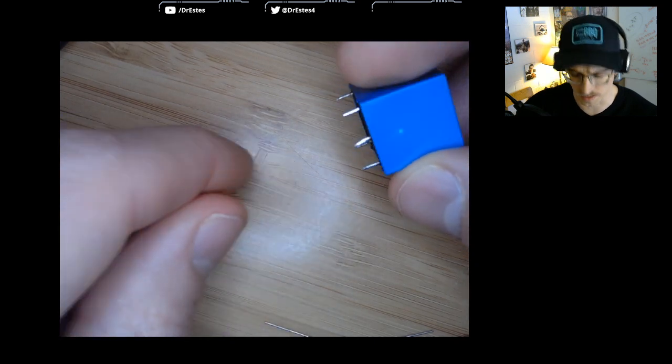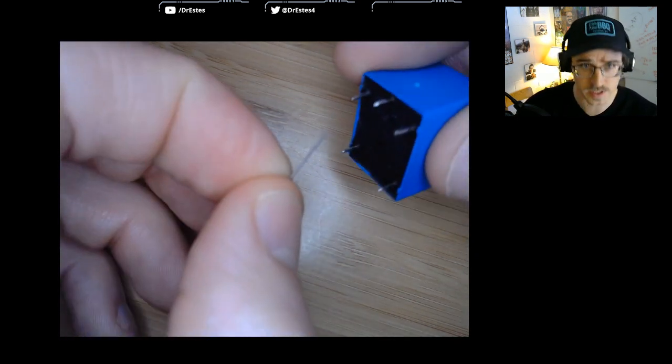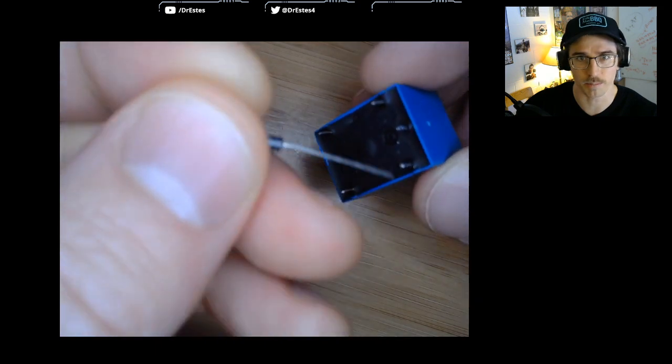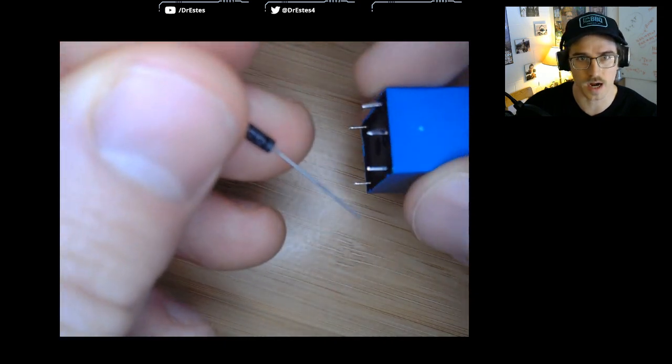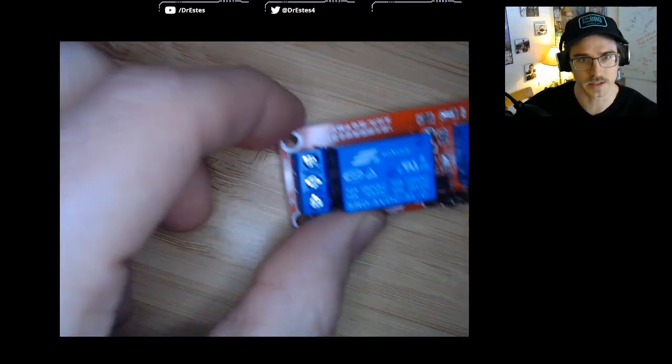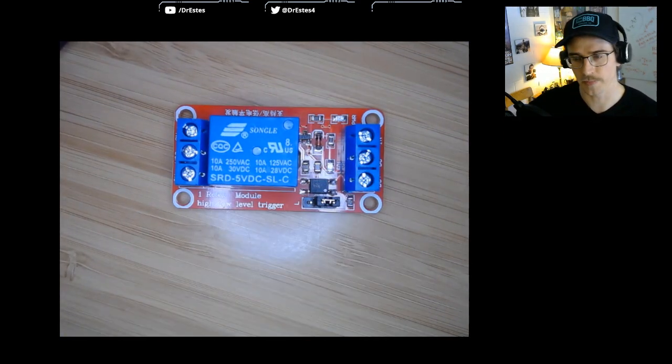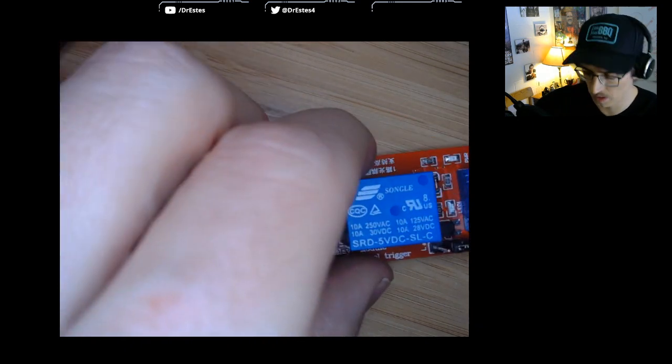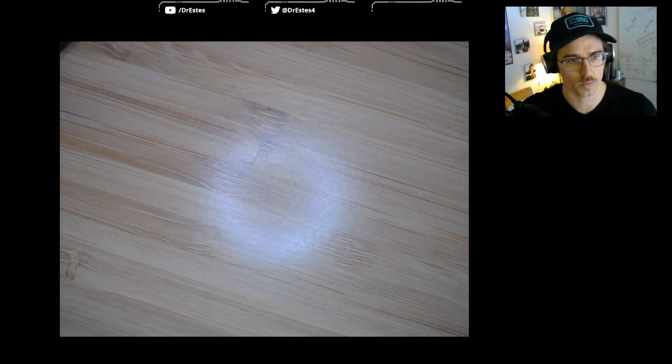The spacing is inconsistent. So using the relay in your kit is really impractical unless you solder stuff to it. And we're just taking the easy way out, and we have a relay module. Okay, so let's talk about how this thing works.